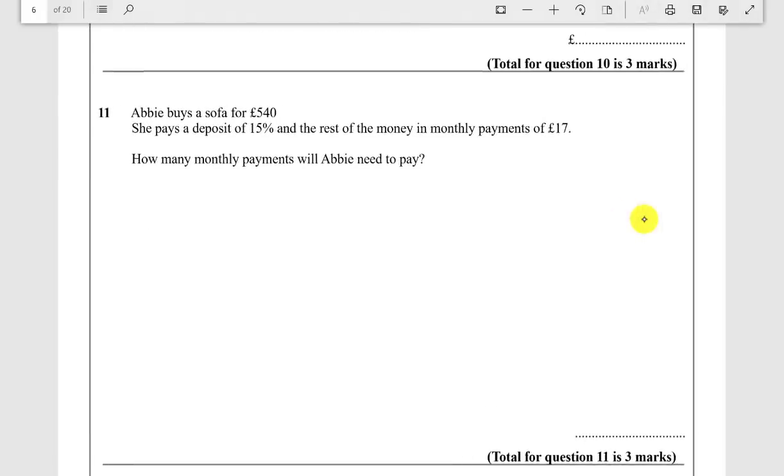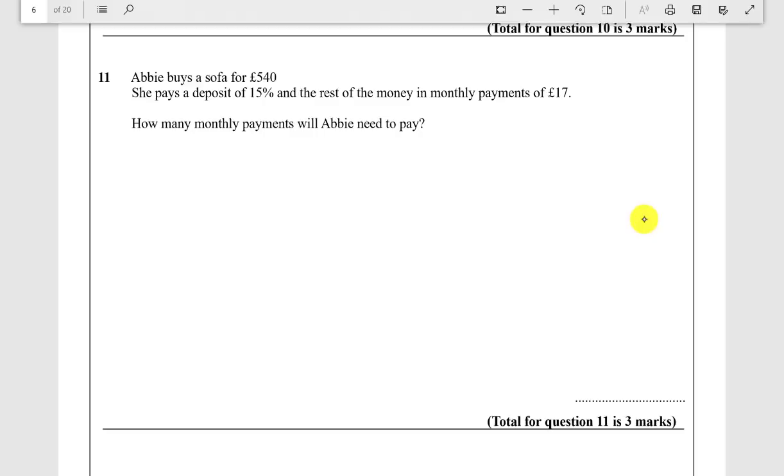Question 11. Abby buys a sofa for £540. She pays a deposit of 15% and the rest of the money in monthly payments of £17. How many monthly payments will Abby need to pay? So first of all, we need to work out what 15% of £540 is.